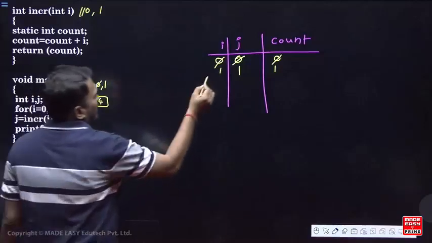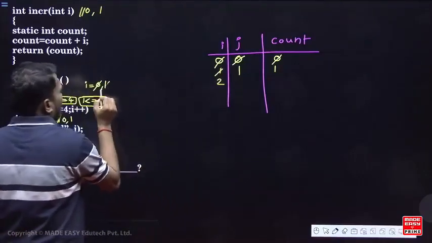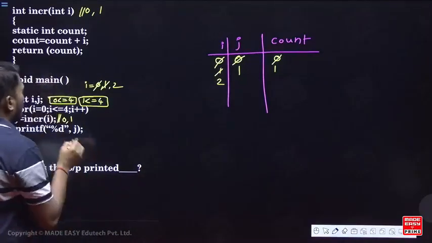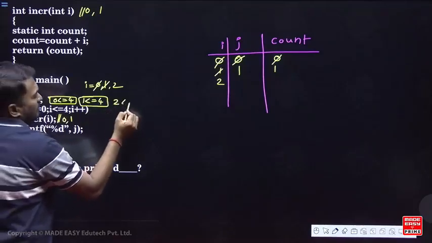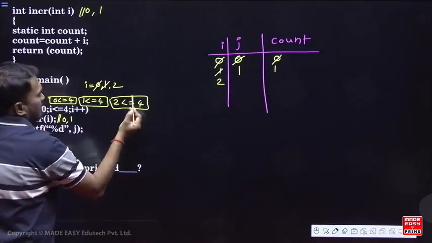I plus plus. I value becomes 2. So I am writing here also I value becomes 2. Again you are checking the condition: I less than or equal to 4. I value 2, 2 less than or equal to 4. So the condition is true.